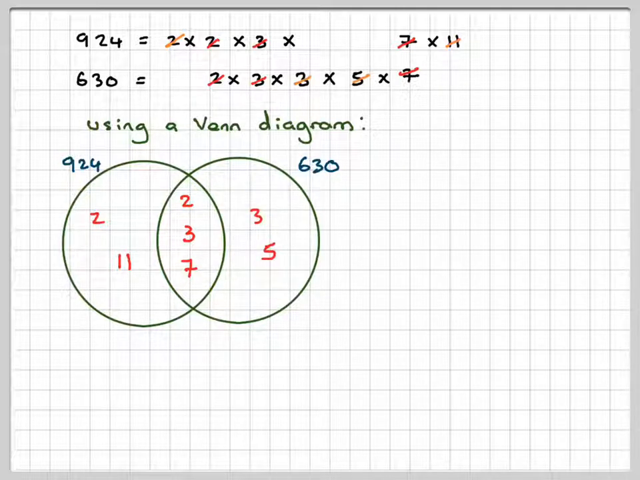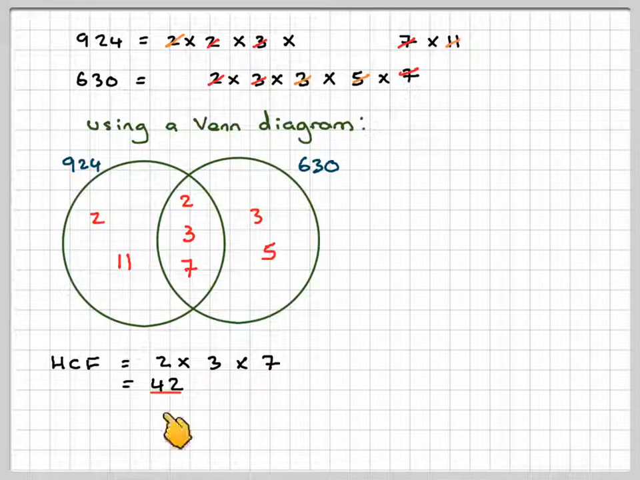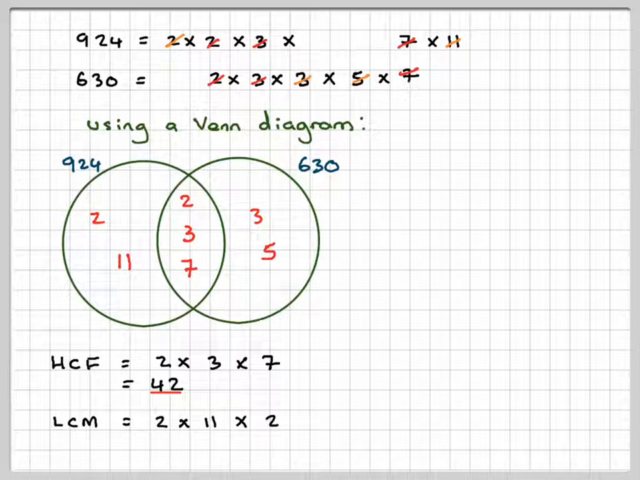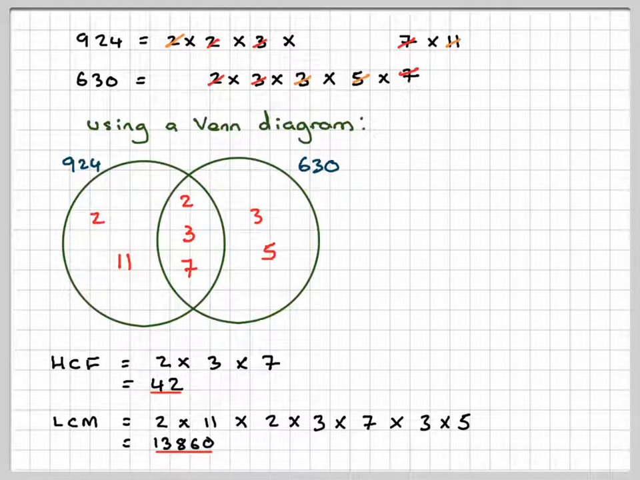Right, now to write down the highest common factor. The highest common factor is the intersection. So it's going to be 2 times 3 times 7. And working that out, that's going to give me 42. And the lowest common multiple, what you do is you write down each of these one time only. So it's 2 times 11 times 2 times 3 times 7, and then times 3 times 5. And then you work that out, and that is going to give you 13,860.